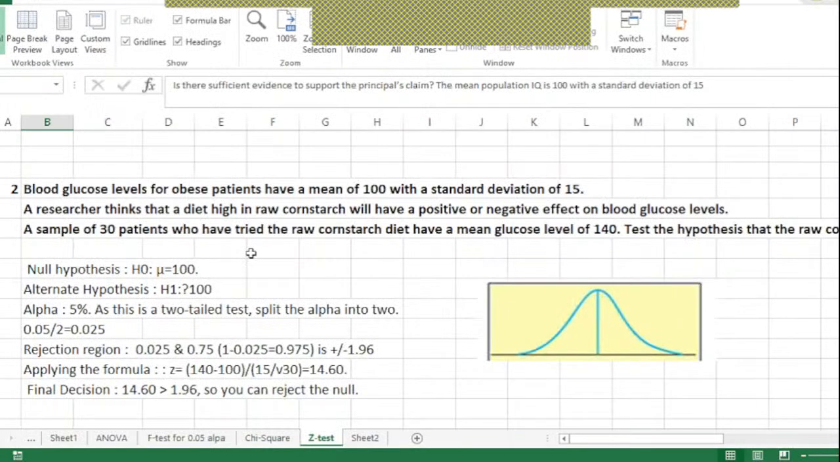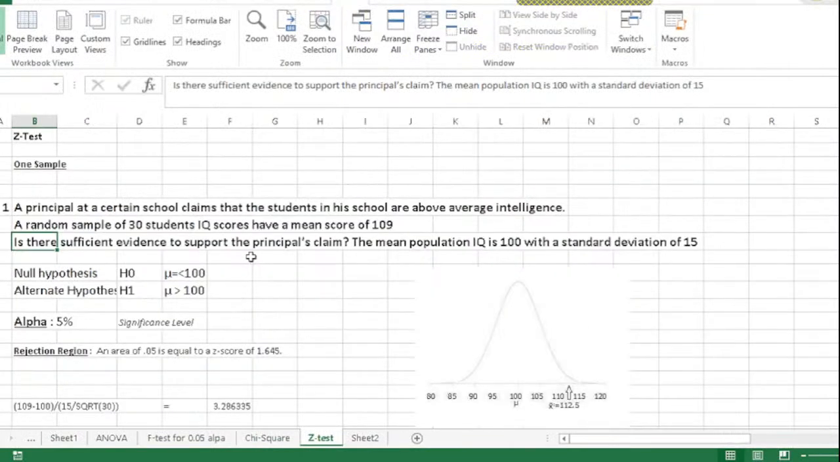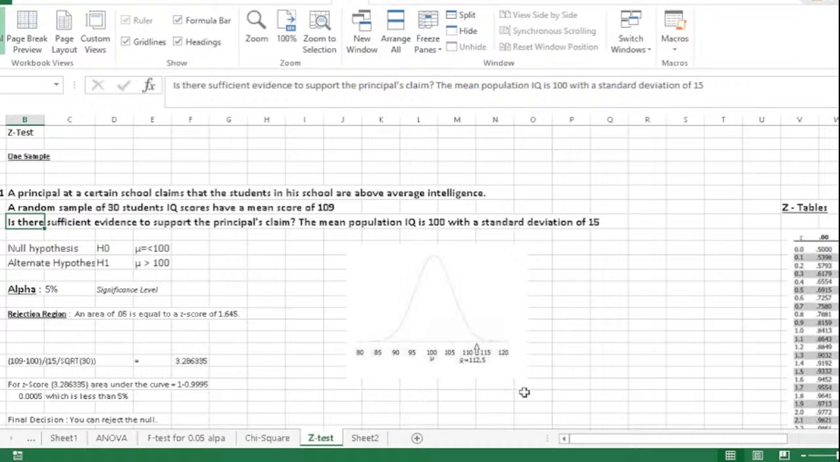We learned hypothesis testing, and we started with the z-test, right? Z-test is what we started with, right?